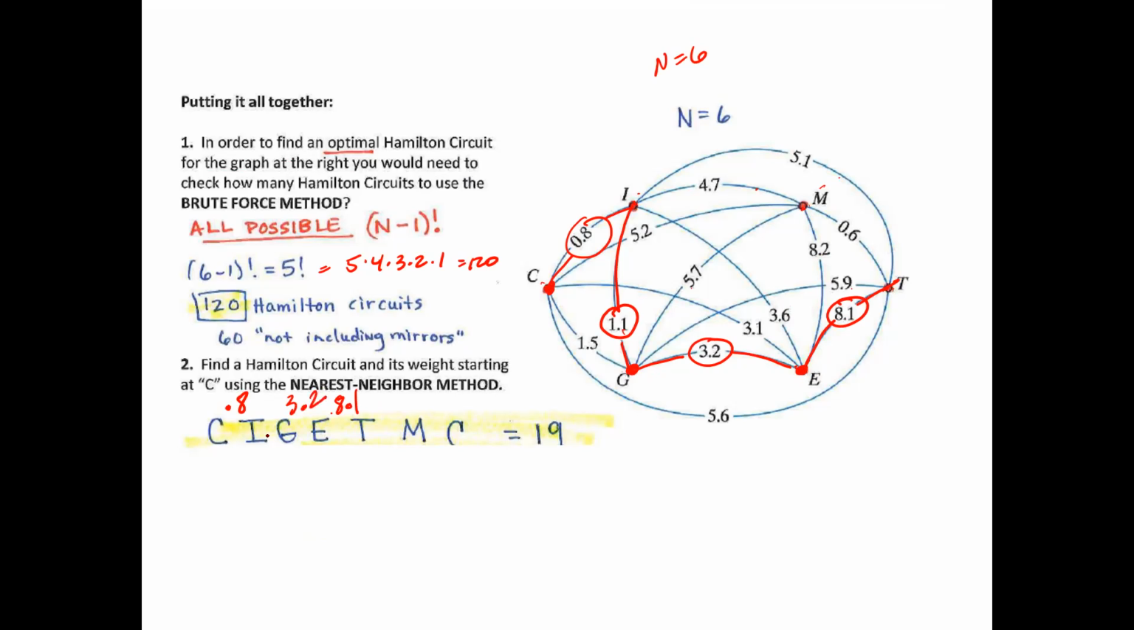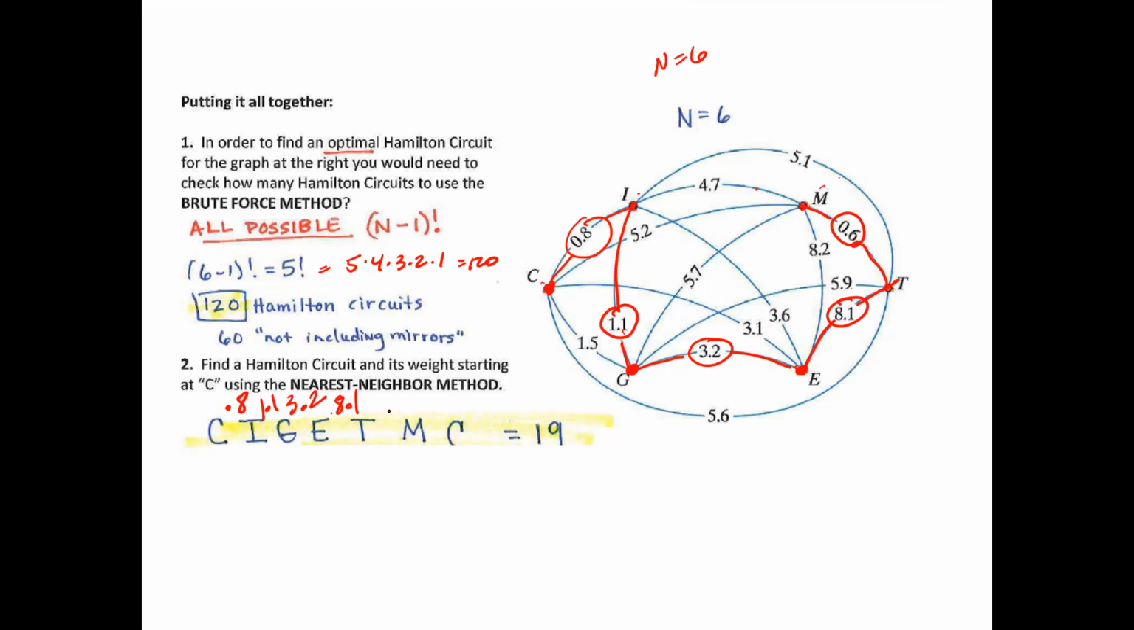I kind of missed out a little bit on this. I to G is going to be a 1.1. And then from T, I can either go to M at 0.6, or I can go to, actually that's the only one I can go to. Can't go back to M, I yet.